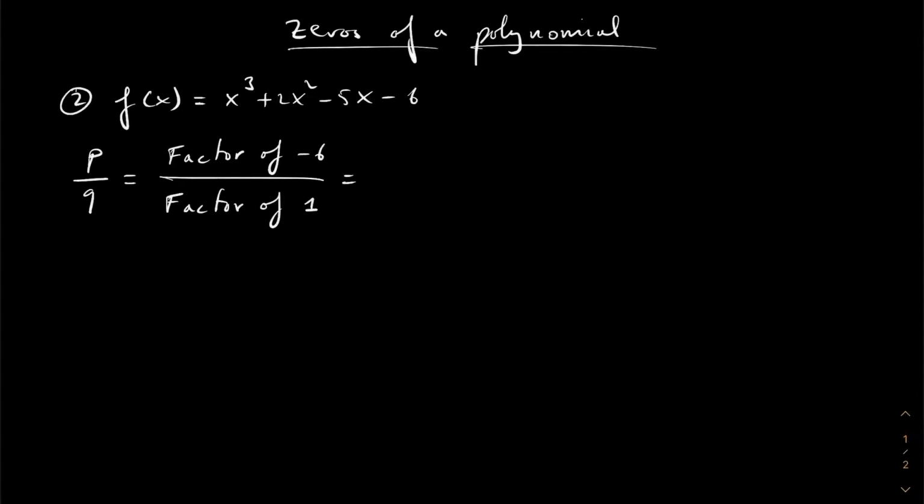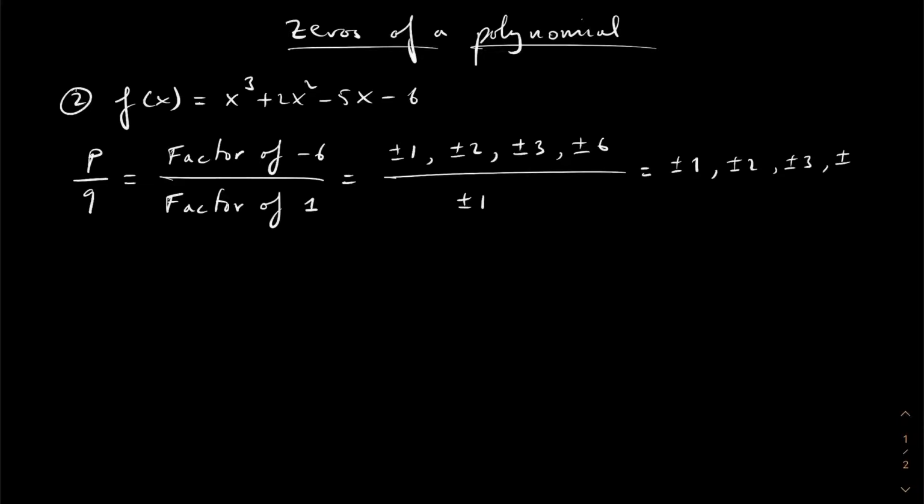And so with that, I can go ahead and list all my factors for negative 6. It's going to be plus or minus 1, because you can divide negative 6 by 1. Also plus or minus 2. Also plus or minus 3. And finally plus or minus 6. And at the bottom here, my factors for 1 are going to be just plus or minus 1. And so with that, I can divide these two things, and all I'm going to get here is plus or minus 1, plus or minus 2, plus or minus 3, or plus or minus 6.